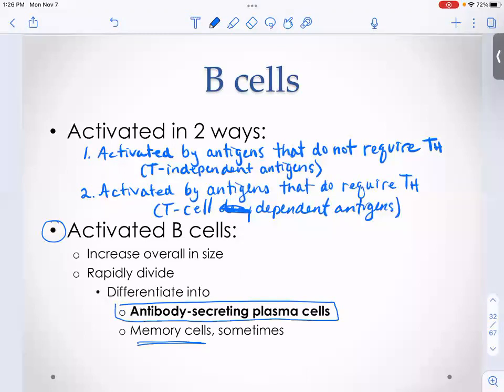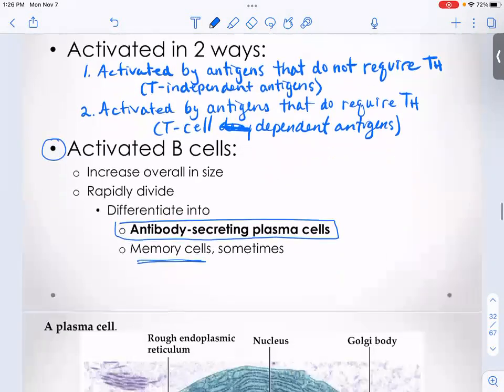Okay, so I know the wording is a little bit confusing there. Hopefully you get used to it. Let's talk about that first way because that's a little bit easier. Antigens that will stimulate the B cells to activate directly. That doesn't need any additional signals from T helper cells.